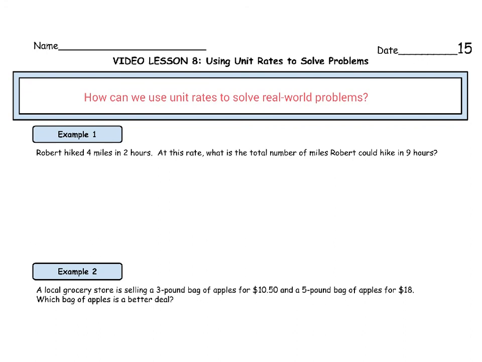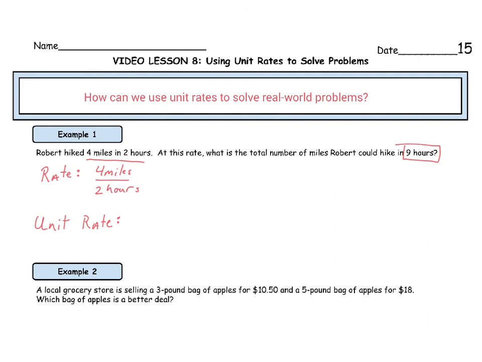It says, Robert hiked 4 miles in 2 hours. At this rate, what is the total number of miles Robert could hike in 9 hours? So we have some information. His rate is 4 miles in 2 hours. We need to figure out how many miles he could hike in 9 hours.